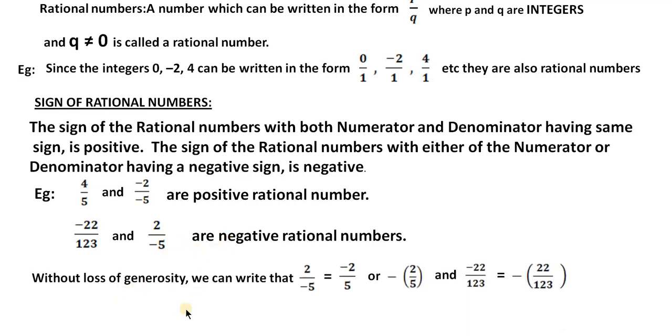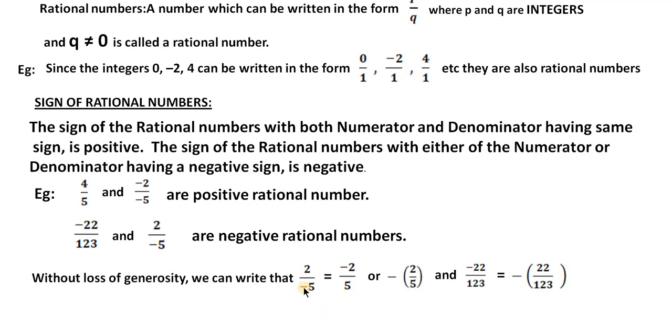Now coming to the next one, 2 by minus 5. What is the rational number's form? Actually, it is something like minus of 2 by 5, because 2 by 5 is the magnitude and minus is the sign of it. But we can write it like this, the minus can be carried over to the numerator, which is the equivalent form. You can multiply both the numerator and denominator by minus 1. So 2 into minus 1 is minus 2, and minus 5 into minus 1 is plus 5. So these two are equal.